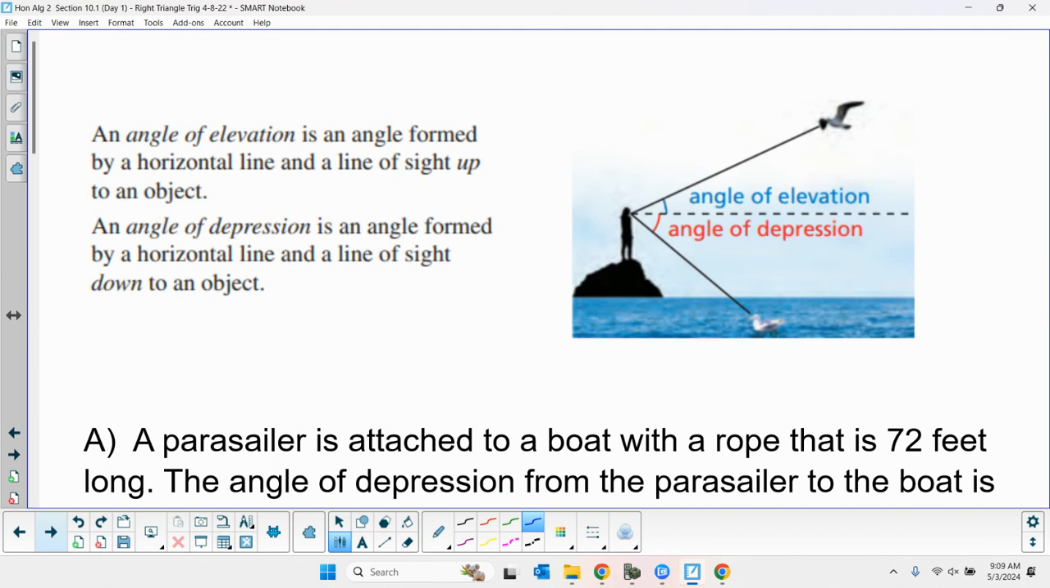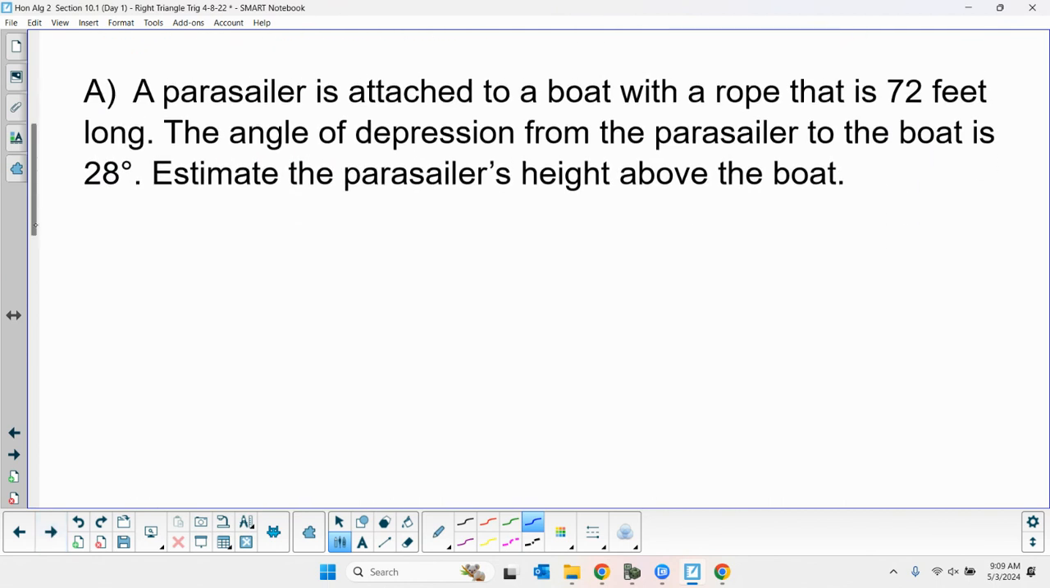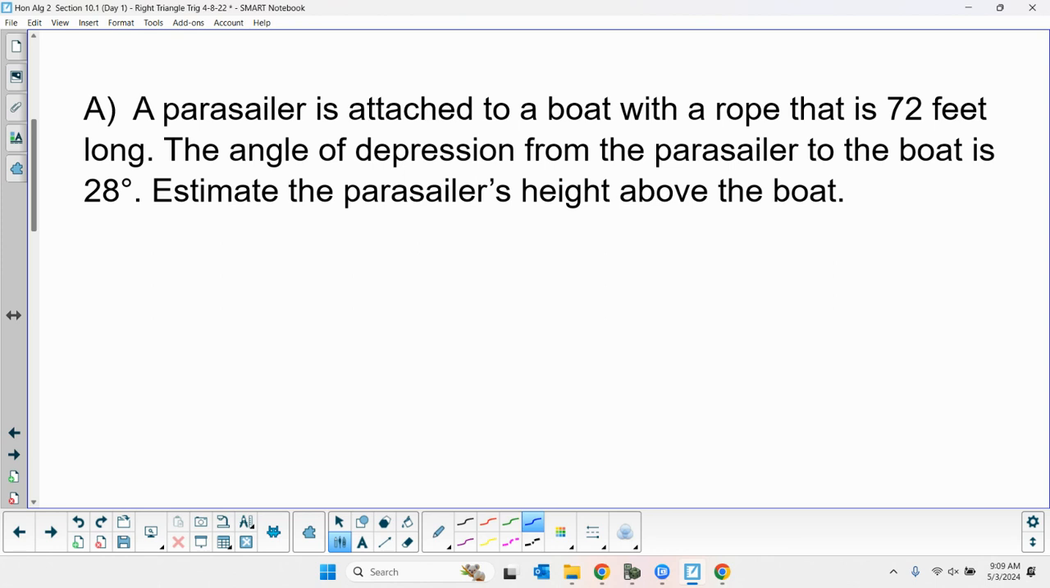It says a parasailer is attached to a boat with a rope that is 72 feet long. The angle of depression from the parasailer to the boat is 28 degrees. Estimate the parasailer's height above the boat. So, we'll just say this is a parachute, down to the boat. Okay? So, the angle of depression, it said depression, right? That's here.